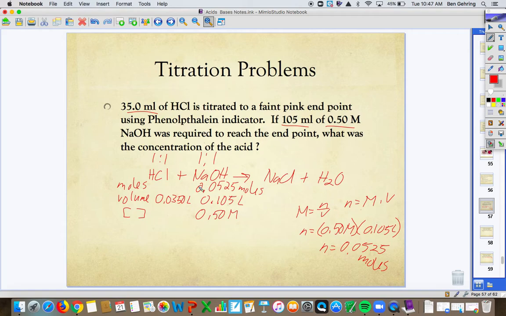And then I use my conversions. I know that if I have 0.0525 moles of NaOH, I know I have 1 mole of NaOH equal to 1 mole of HCl, which is going to give me 0.0525 moles of HCl. So that's going to go here as well.